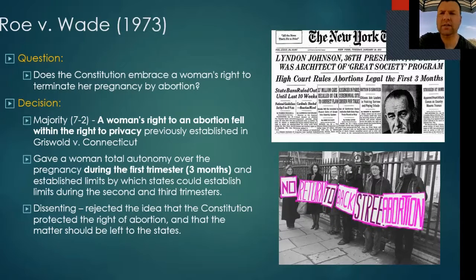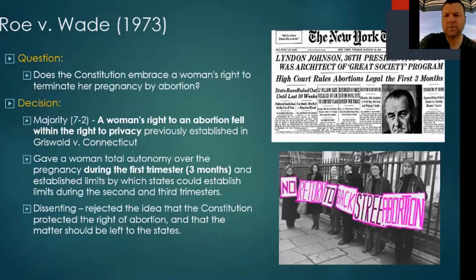All right, then we get to this issue of the right to privacy in regards to a woman's right to decide if she wants to have an abortion or not. There were several cases before Roe versus Wade in which the court established the right to privacy for a woman when it came to birth control. Here they're applying it to the decision to have an abortion. So 7-2 decision, a woman's right to an abortion fell within the right to privacy.